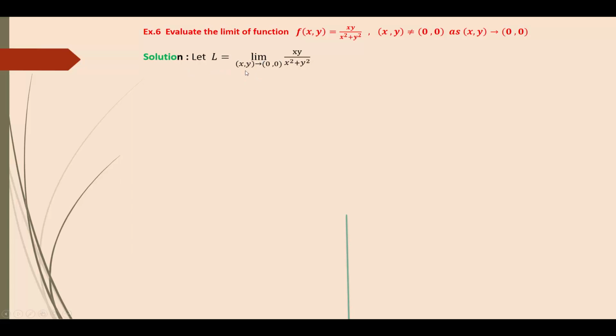Assume that L equal to limit of xy tends to 0, 0 of xy upon x square plus y square. Evaluate this limit along different path. First part, assume that x-axis, that is y equal to 0.